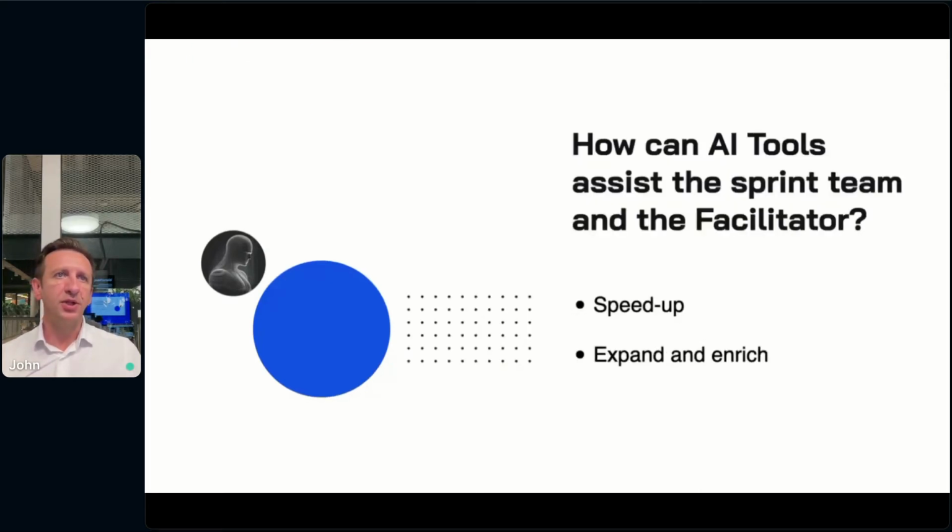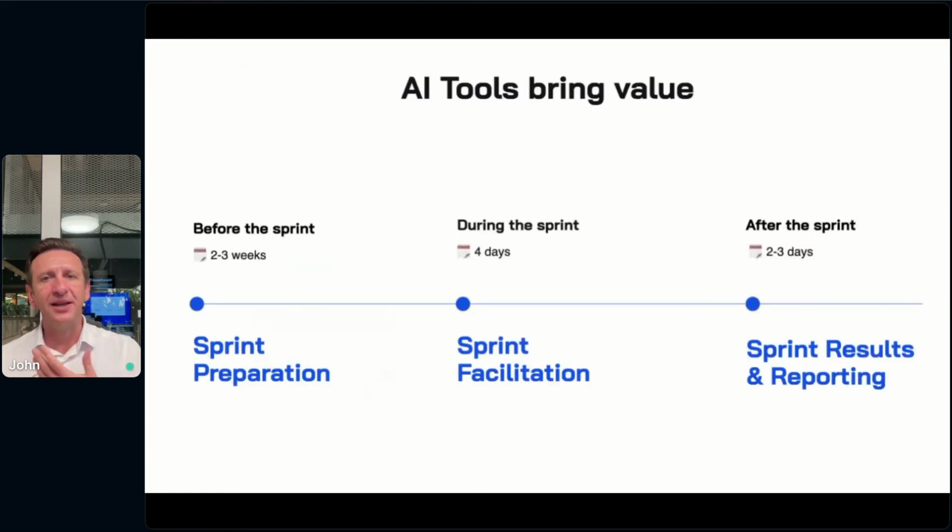And then there are two ways in which AI tools can assist the sprint team and the facilitator. One is to speed up everything, and you're going to see what I mean by everything. It's not quite everything. And then expand and enrich teams' outputs. So where do AI tools bring value? It's at all phases: during sprint preparation, during the actual process, and then, of course, when you're putting together the sprint results and building your report. So let's go through all of these phases so we can see more specifically how this works.